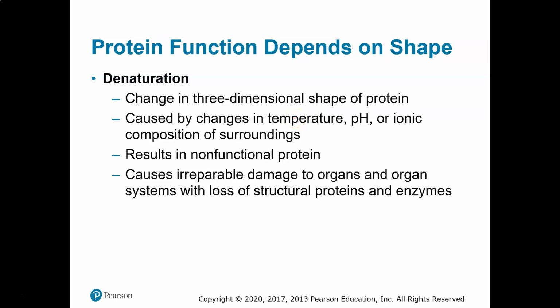So denaturation is a change in the three-dimensional shape of the protein, or the tertiary shape of the protein. And it is caused by changes in temperature, changes in pH, or the ionic composition of the surroundings. In other words, the concentration of sodium or chloride or potassium, that kind of thing.